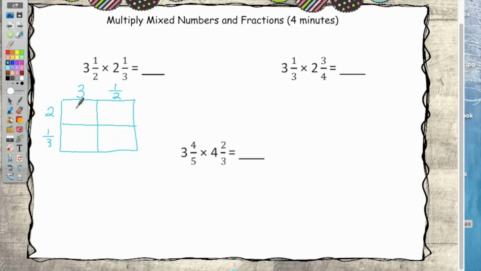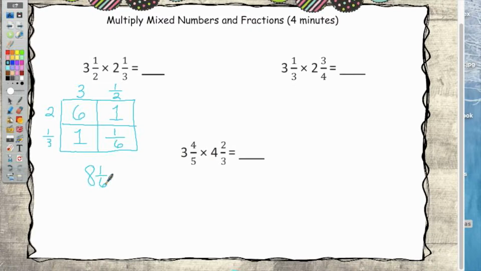So I'm going to take 2 times 3 and 2 times 1/2. So just a minute. 2 copies of 1/2. Is that one whole? Yeah. Okay. Then I'm going to take 1/3 times 3. 3 copies of 1/3. 1 whole. And I'm going to take 1/3 times 1/2. 1/6. Then all I have to do is add all that up together. 8 and 1/6. 8 1/6. So that's one way to solve multiplying mixed numbers, okay?